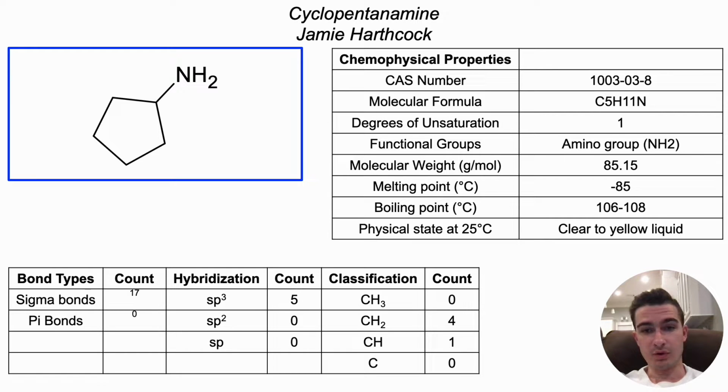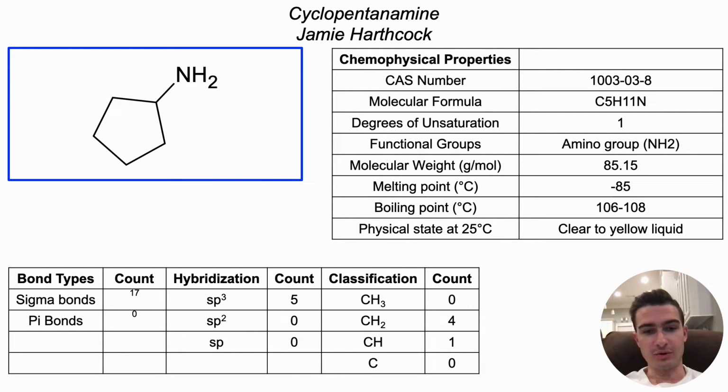Its molecular formula is C5H11N, meaning that it has 5 carbons, 11 hydrogens, and 1 nitrogen. It has 1 degree of unsaturation, and that is because of the cyclic ring right there. And it has 17 sigma bonds. I'll show that again when I build it.